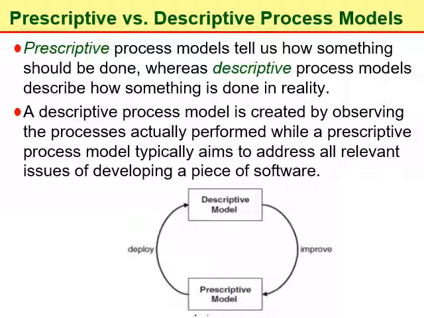Here you can see in this figure that there is a loop between the prescriptive and descriptive models, which means that in order for an organization to improve its current practices, it needs to deploy the prescriptive process models, or it should follow the guidelines of these models. So this process is in fact a continuous improvement process where organizations continuously keep on improving their processes by following the guidelines.